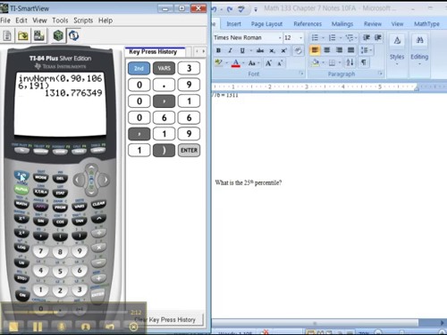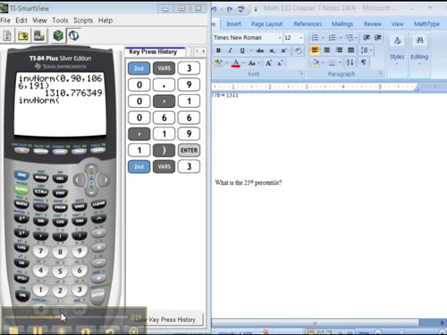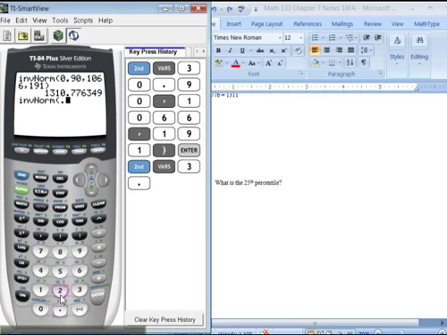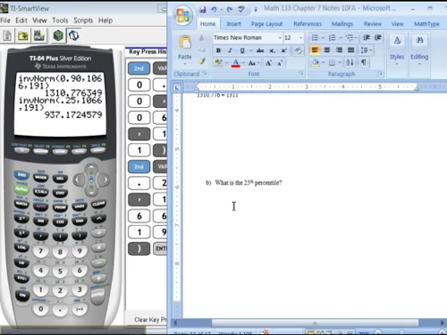So it's inverse norm. Second distribution, number 3, inverse norm. I know what the percentage is, it's 0.25. If it was the 75th percentile, it would be 0.75. Comma 1066, comma 191, close parentheses, enter. There you go. The 25th percentile would be a score of 937, rounding. All right, awesome.